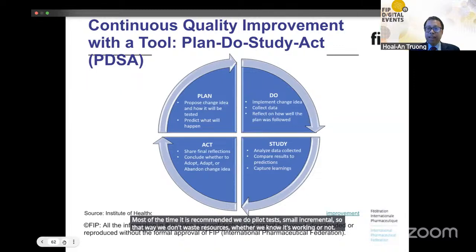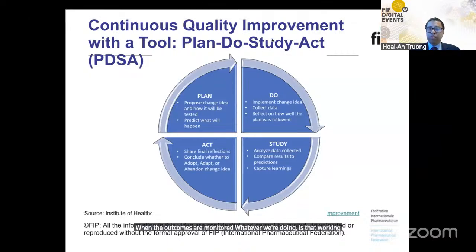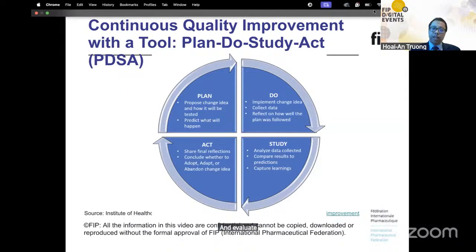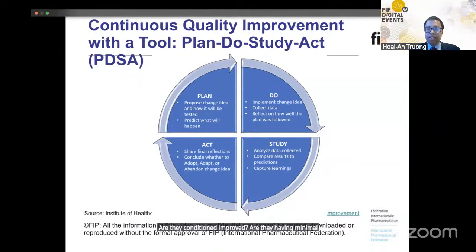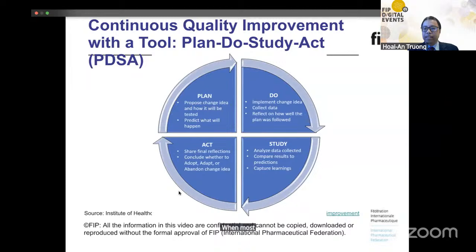After we plan and we do, we have to study or evaluate, where the outcomes are monitored. Whatever we're doing, is that working or not? We have to pause and evaluate. In the case of patient care, we look at the patient for efficacy and toxicity. Is their condition improved? Are they having minimal side effects? In the case of a population, do we have a reduction in outbreaks, in the prevalence of new disease? Do we have a healthy population, where most people are not overweight, where most people are exercising? So we look at the study a small step at a time.